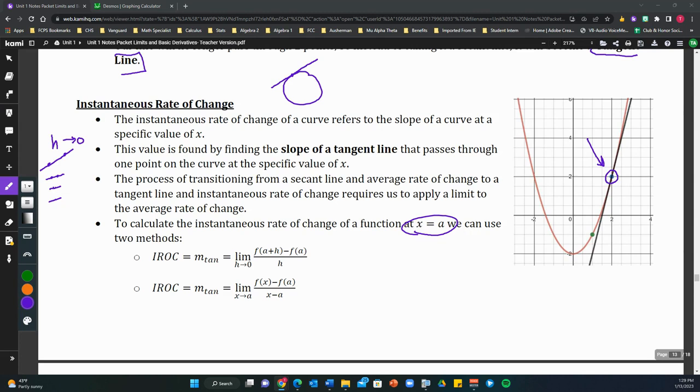So which one we use is really just dependent upon which one we're given. If we have a preference, it's actually easier to use this h form, even though when finding average rate of change, it's easier to use the standard slope formula. For our purposes, it's actually a good bit easier just to stick with the h form of this limit definition.